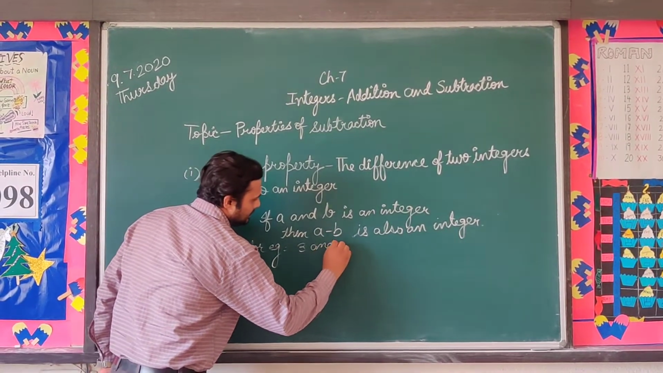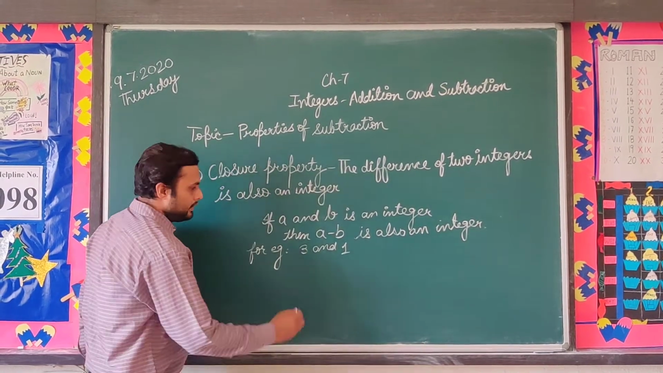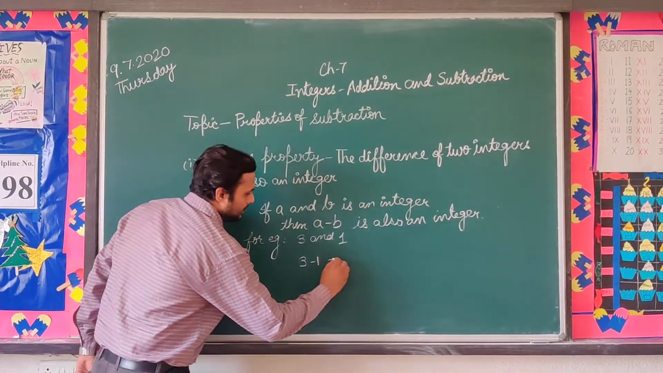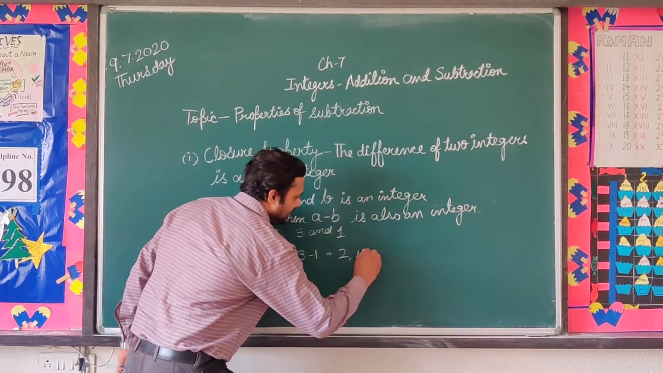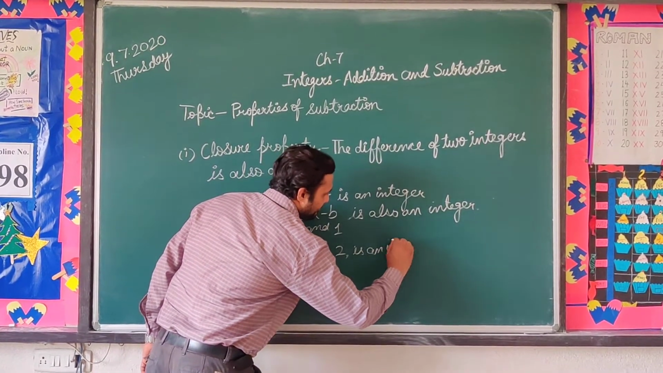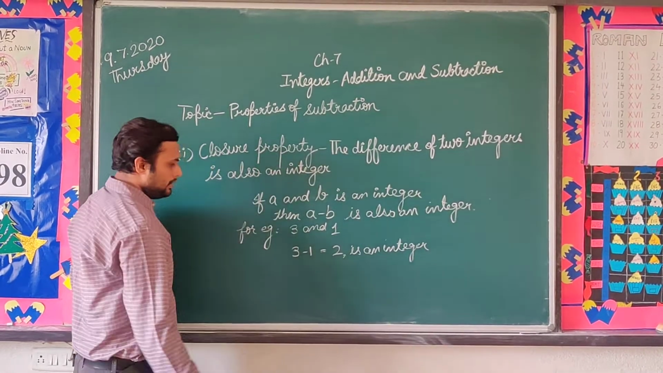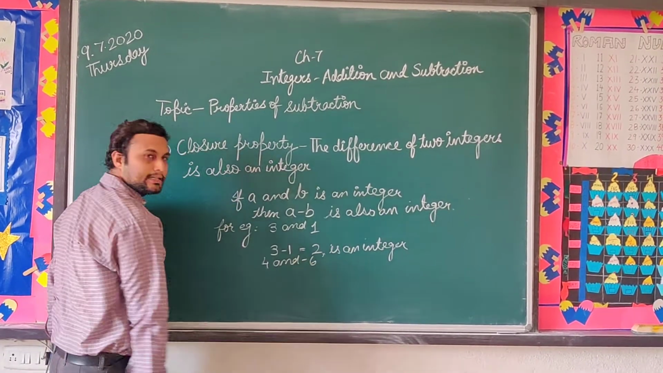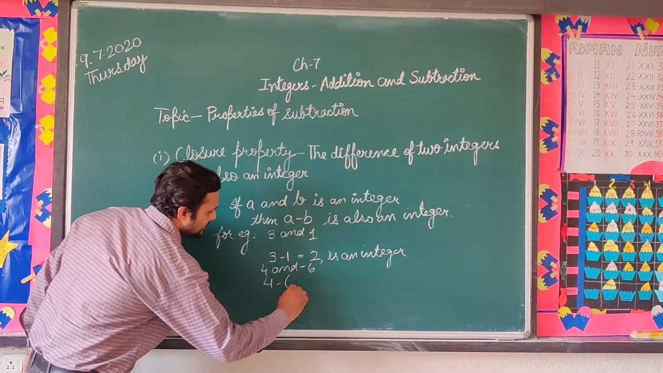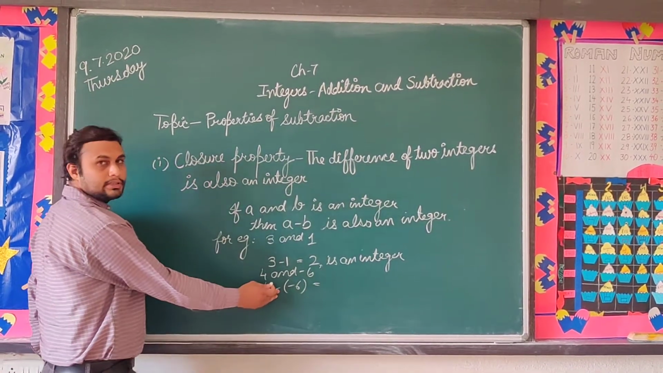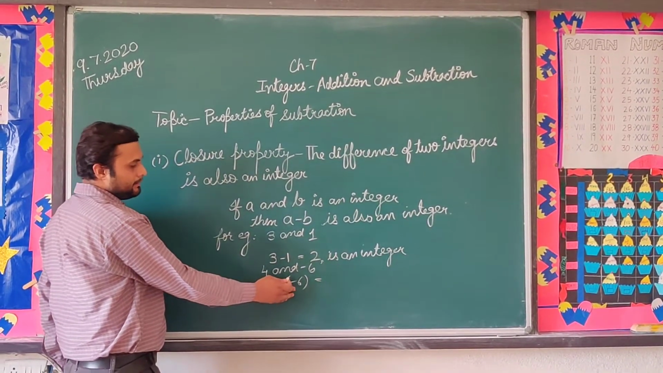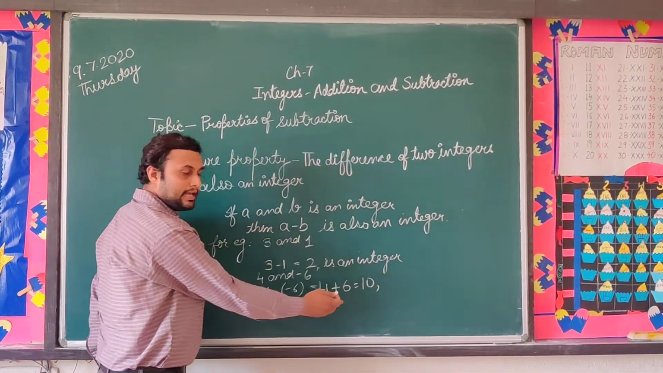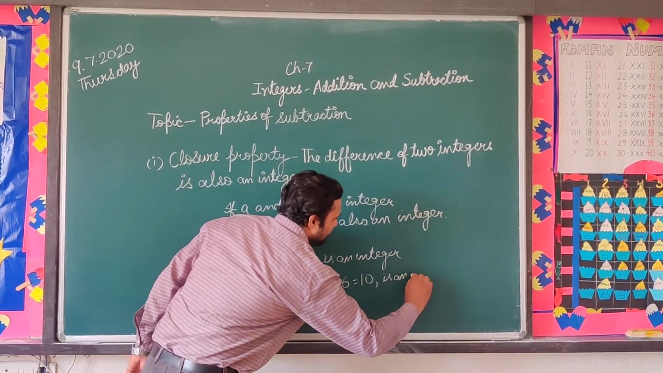3 and 1. 3 is a, b is 1, 3 minus 1, a minus b. Answer is 2. So 2 is an integer. We take another example, 4 and minus 6. 4 minus bracket minus 6. What will happen? We have discussed in our previous class, the negative of a negative number will become a positive number. So 10. So this 10 is an integer.